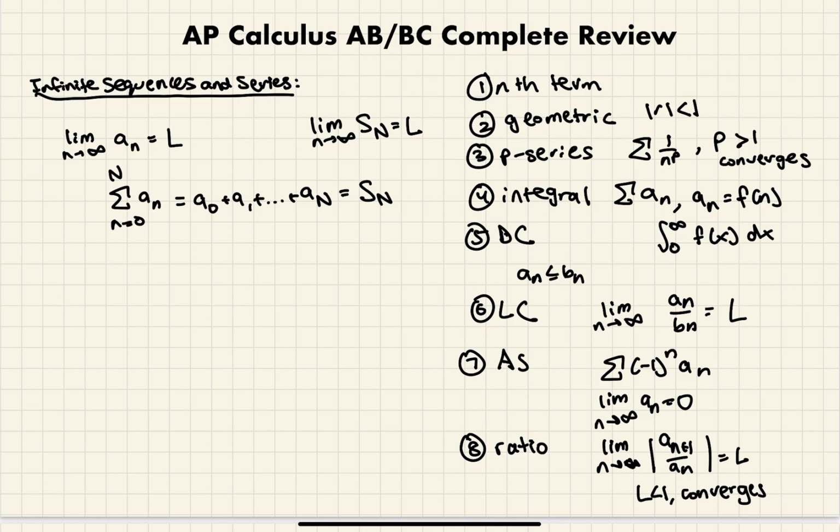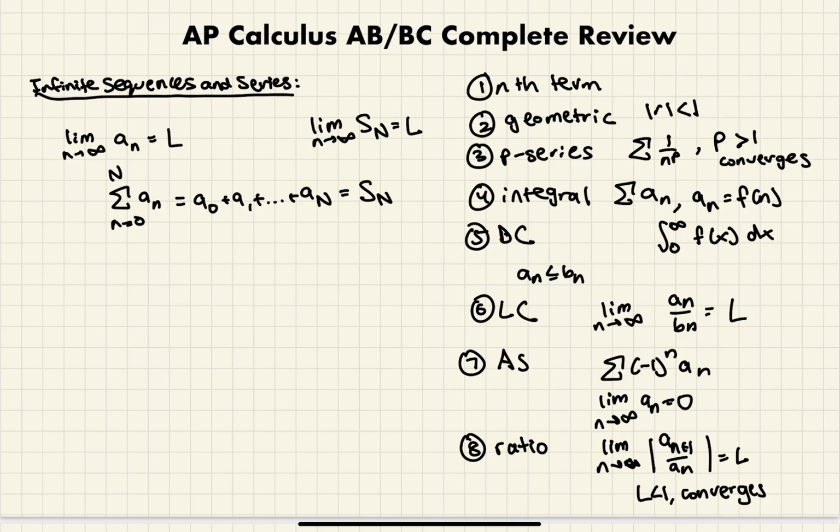If it's greater than 1, it diverges. If it's 1, it doesn't mean anything. It just means that it's inconclusive. So you need to use a different test. The ratio test doesn't work for that specific example. Okay, so that's convergence and divergence of series.